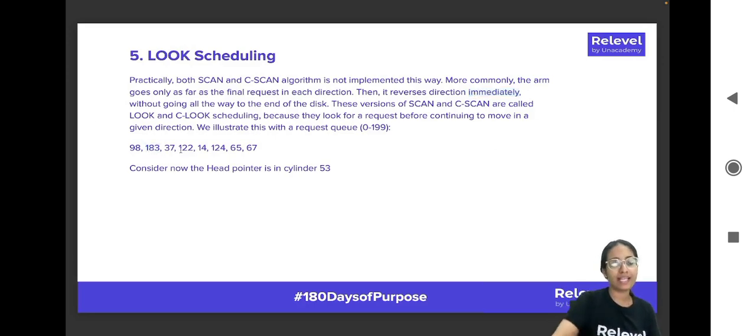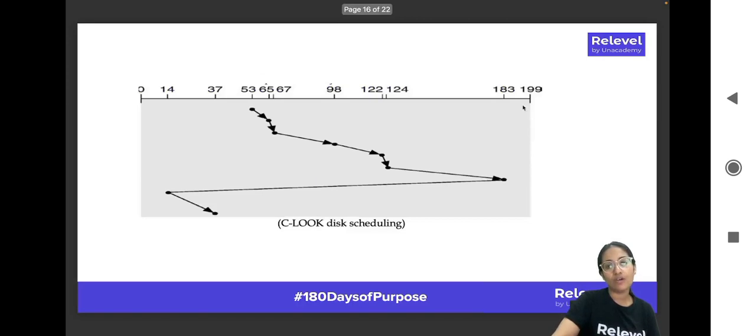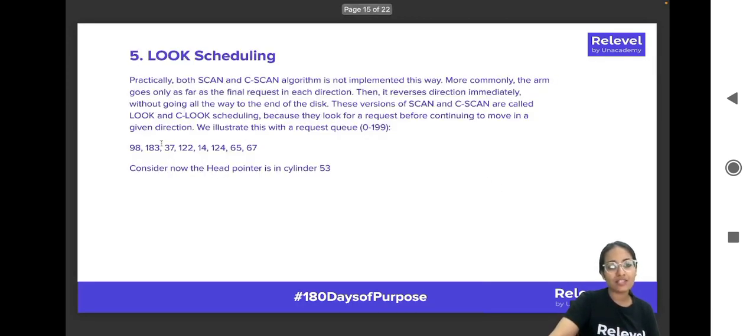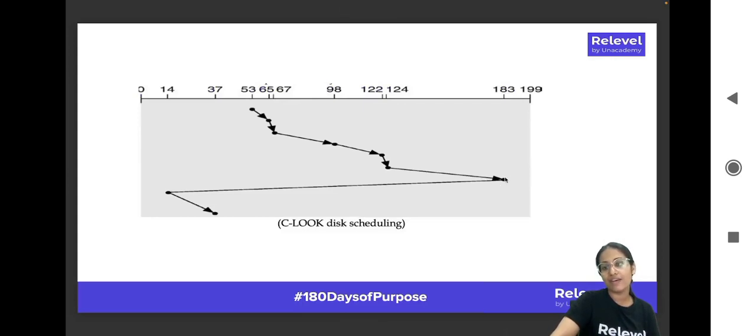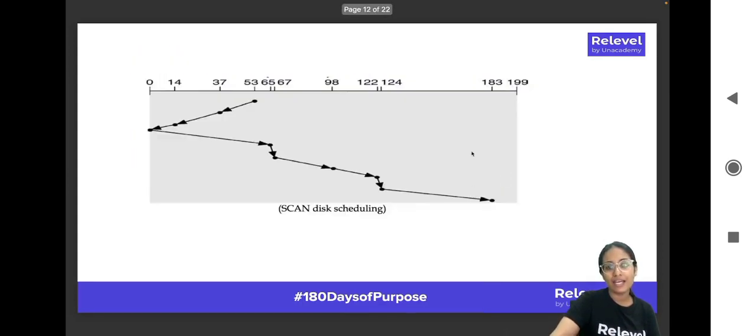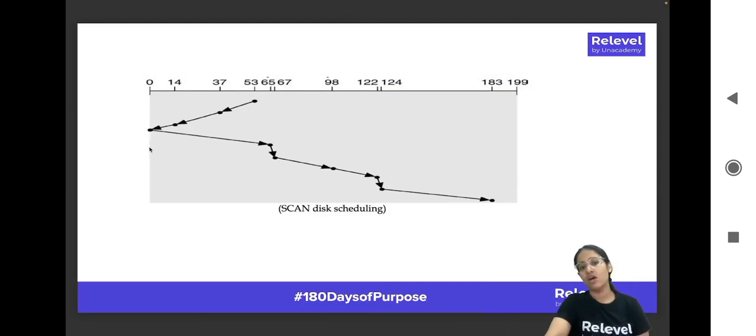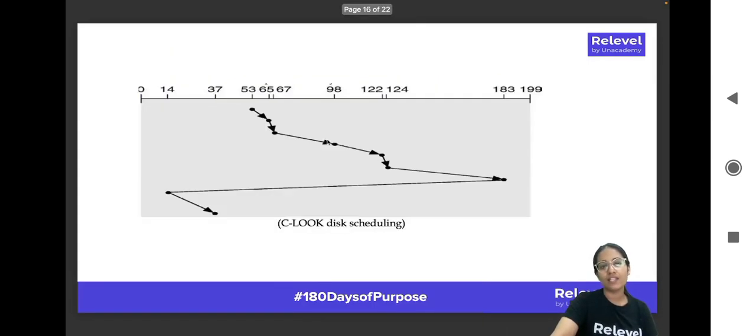All right. Again, the same example. Here also we are taking the same examples, 98, 183, 37 and all, and here the head of the cylinder is at 53. Now you will see the last request is 183, so that's why we are going till 183. But if you look at SCAN, what we were doing was going from 14 all the way to 0 as well, which was not required. From 14, you could have directly moved to 65. That is what I have done over here. Whereas from 183, we are not going to 199 and are directly shifting to the next request. So that's how it works over here.